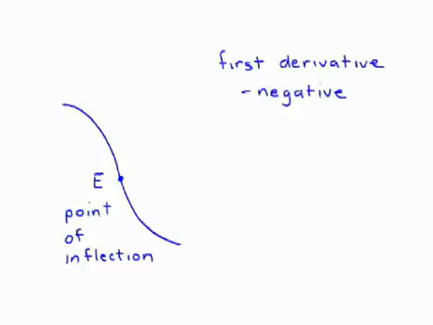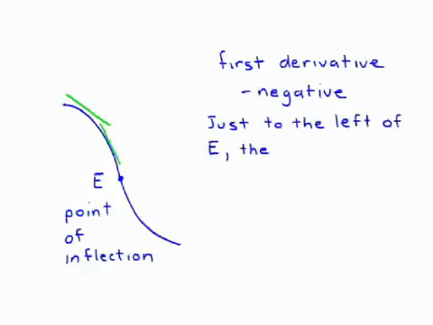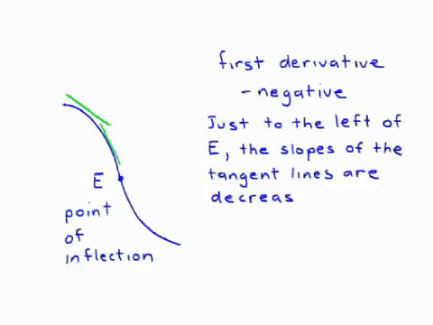Understanding the second derivative is a little more complicated. If we go just to the left of E and draw tangent lines, and two have been drawn in green, you'll notice that the slopes of those tangent lines are both negative, but as we move from left to right, the slopes of the tangent lines are decreasing. So just to the left of E, one could say that the second derivative would be negative, because the slopes of the tangent lines are decreasing as we move from left to the right.